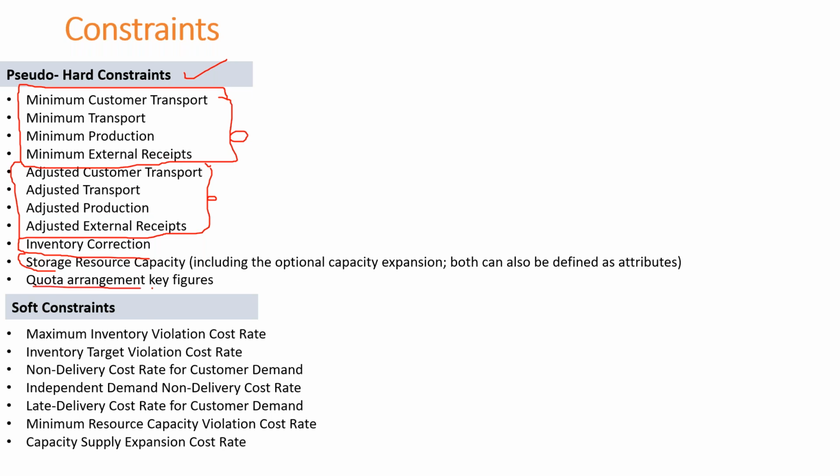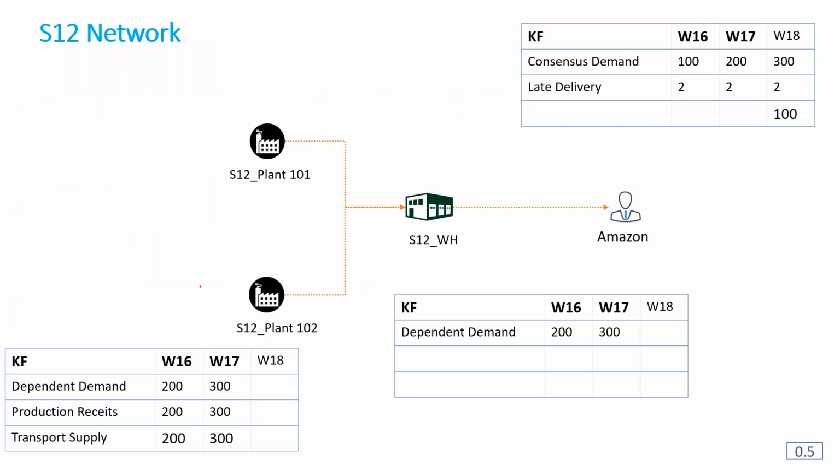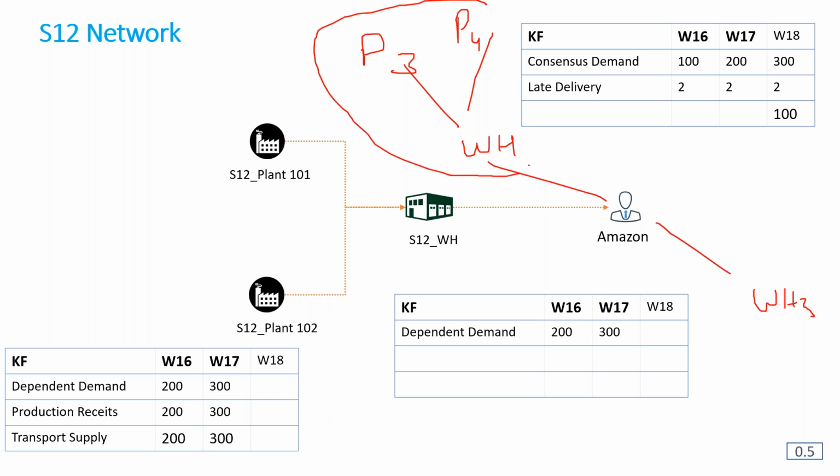And then we also have a quota arrangement key figure. So we can still say that optimizer can follow the quotas. I mean, it's not always a cost optimal approach. For example, if you have another warehouse here, and then you have another warehouse 3 here, and the warehouse is further connected to plant 3 and plant 4. Within this space, you don't want the optimizer to put any intelligence.